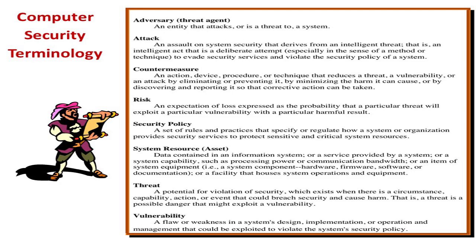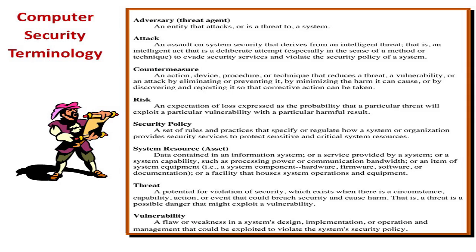System resource: data contained in an information system, or a service provided by a system, or a system capability such as processing power or communication bandwidth, or an item of system requirement, or a facility that houses system operations and equipment.